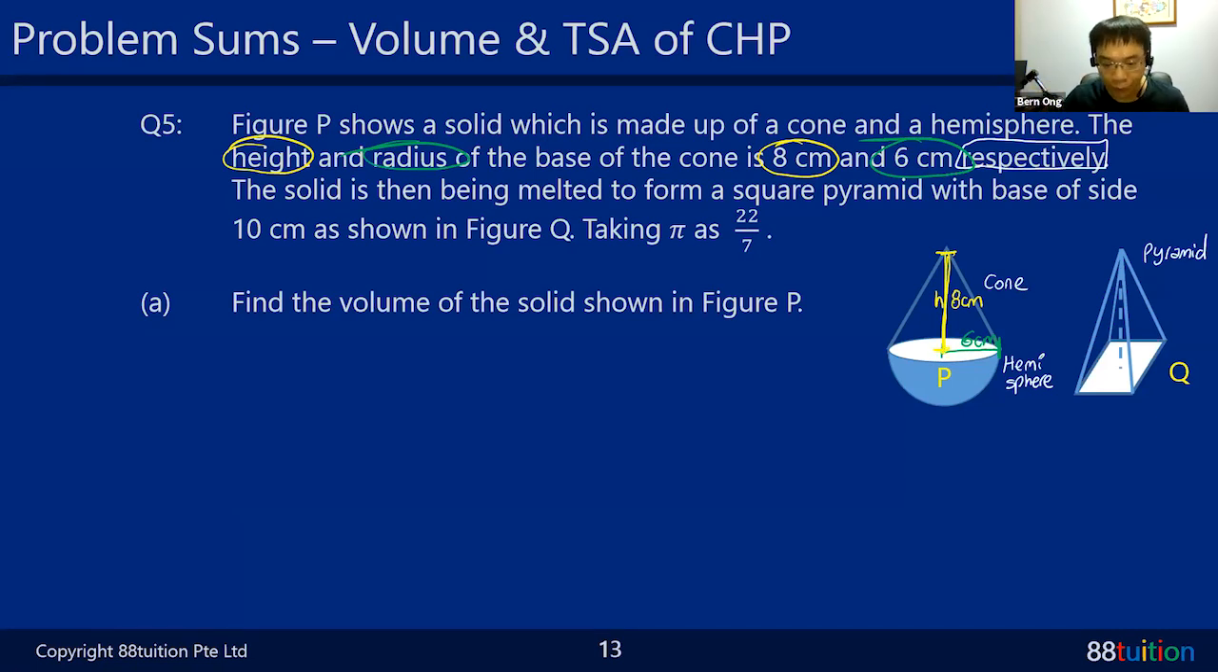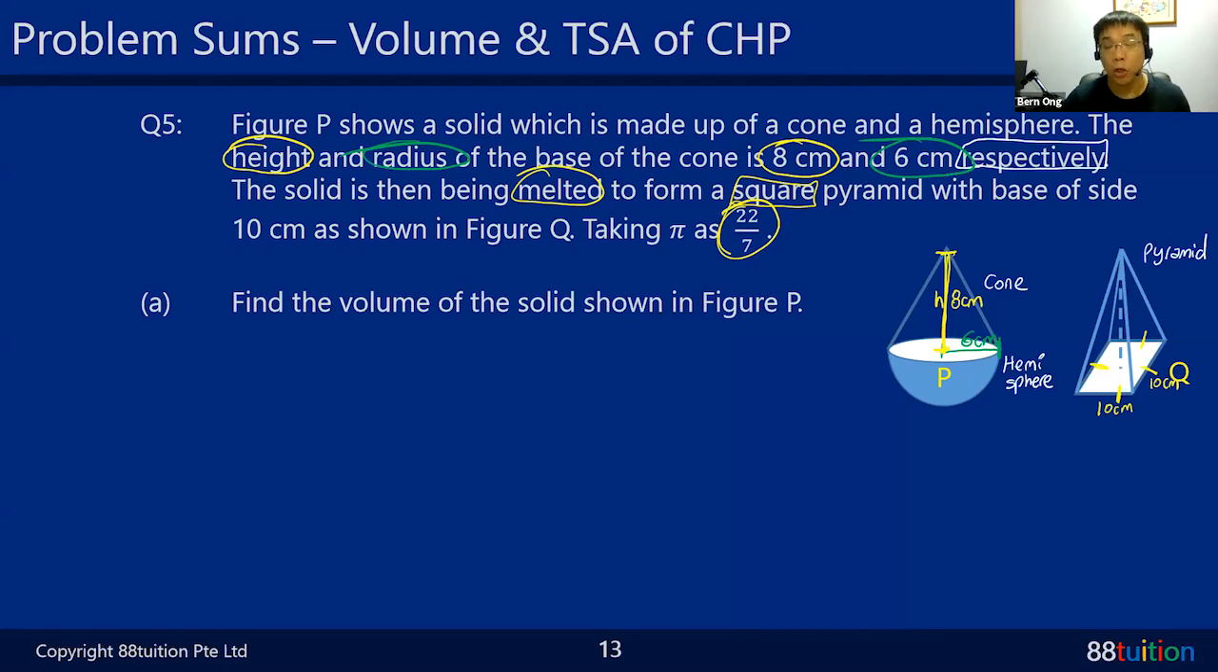Okay, and the solid is then melted. So it must be made of metal, melted down to form a square pyramid. It means that the bottom of this pyramid is a square, meaning the sides are the same, with a base of side 10 cm. So 10 cm by 10 cm. And pi is taken as 22/7. Find the volume of the solid P.